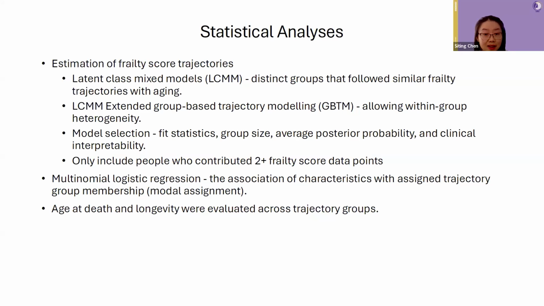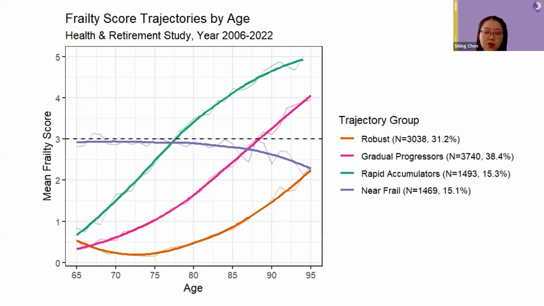Finally, we evaluated age and death and the longevity outcomes across the trajectory groups in order to understand how different frailty trajectories are related to survival. Next slide, please.